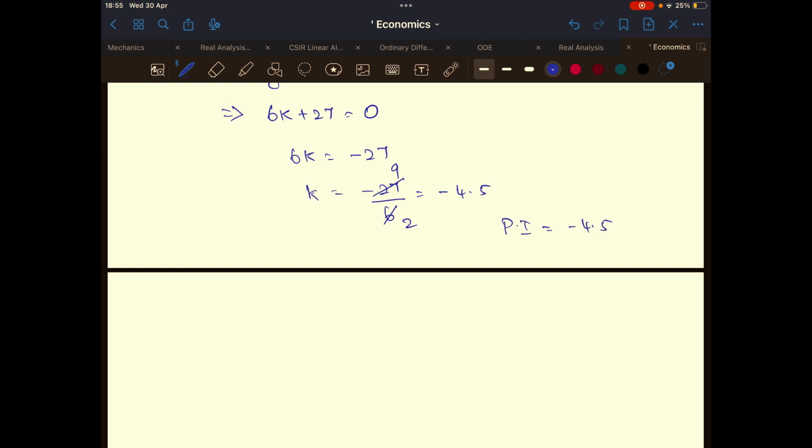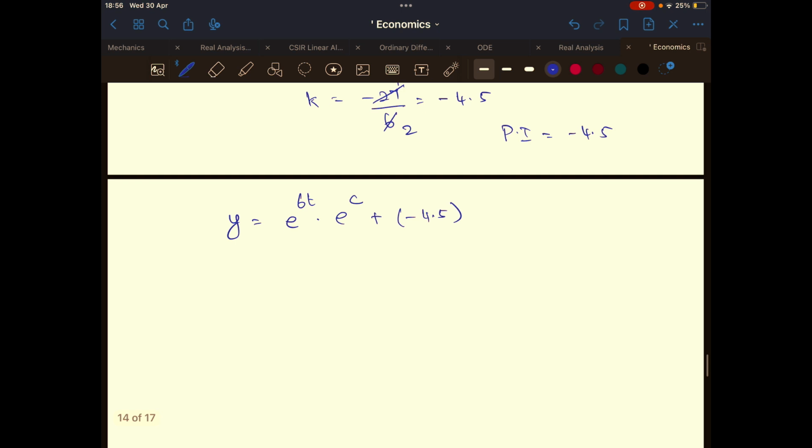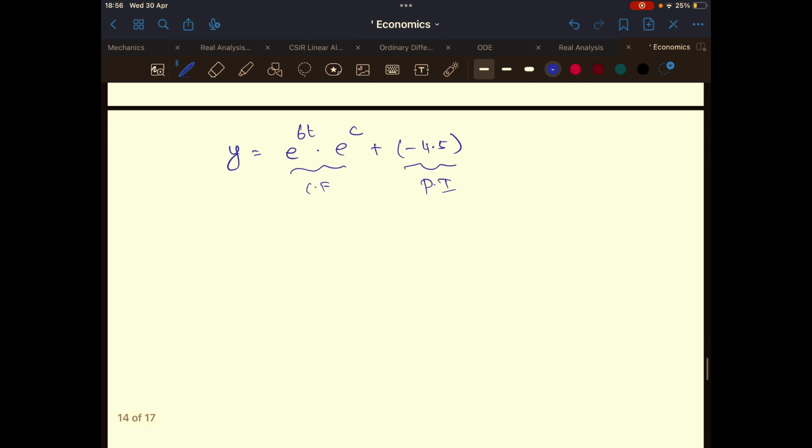So what is my solution? General solution y is equal to CF plus PI. What is my CF? E power 6t into e power c. What is my PI? Plus minus 4.5. Am I right? That's it. This is my CF, this is my PI. This is my general solution.